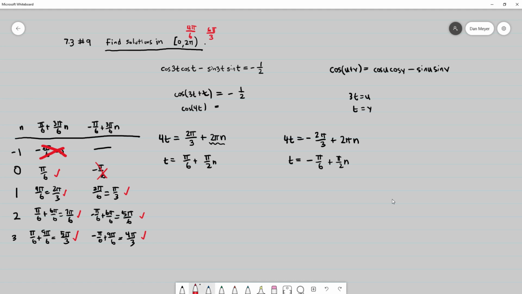And then when n is equal to 4, on this one we get pi over 6 plus 12 pi over 6. Actually, 12 pi over 6 is our upper bound. So this is definitely going to be too big. And over here, negative pi over 6 plus 12 pi over 6 gives 11 pi over 6. And that's going to be the last one that we get down that.